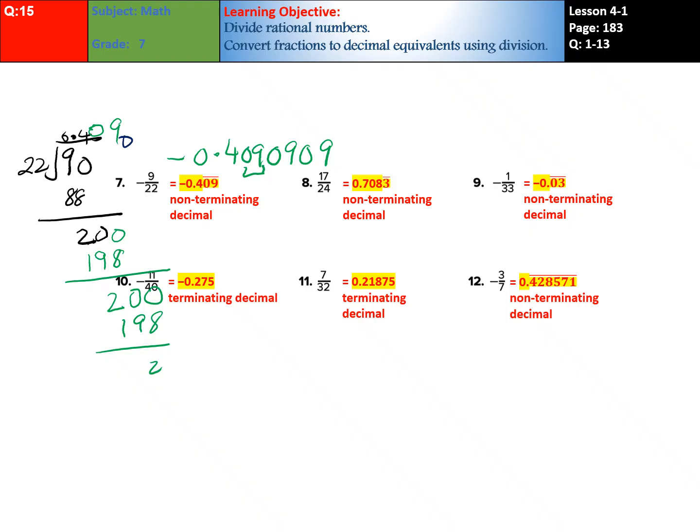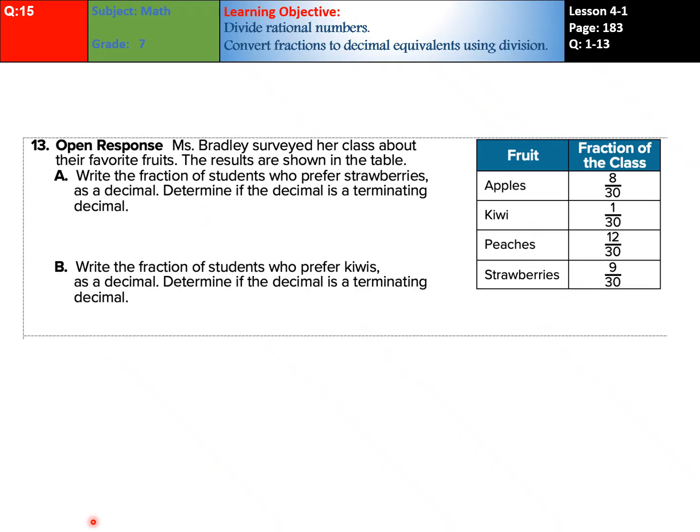Same method you can try solving next questions. Similarly, you can solve this question. Here you have to focus on the keywords. Write a fraction of student who prefers strawberries. So the strawberries is 9/30. So you have to write 9/30 as a decimal, that is 0.3, and it is a terminating decimal.